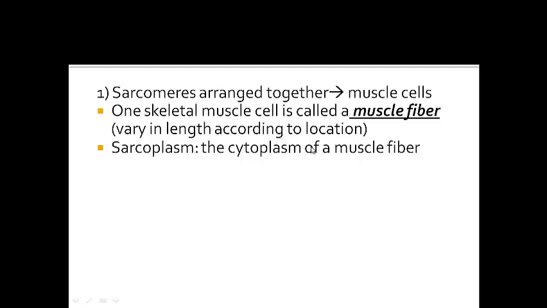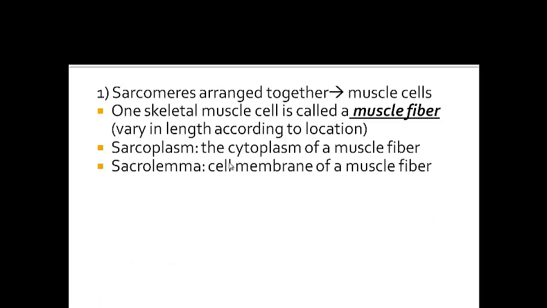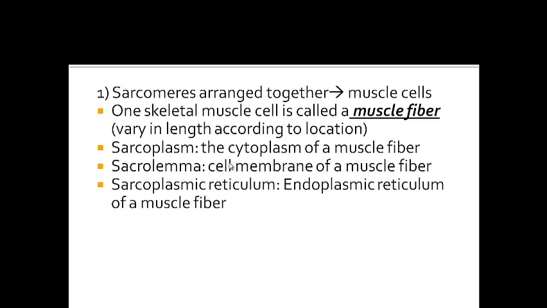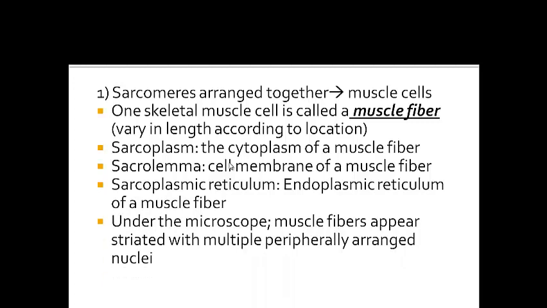The cytoplasm of a muscle fiber is usually referred to as the sarcoplasm. The sarcolemma is the cell membrane of the muscle fiber. Like I said, it has all the same structures of a regular cell, they're just given different names. The endoplasmic reticulum, where the proteins are synthesized, is called the sarcoplasmic reticulum. Under the microscope, remember that muscle fibers appear striated because of the presence of sarcomeres, and we said earlier that they have multiple peripherally arranged nuclei.